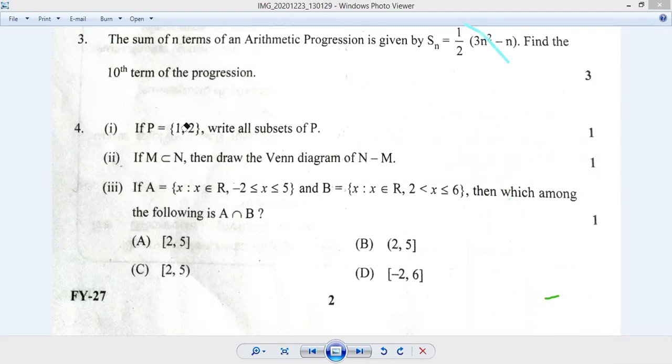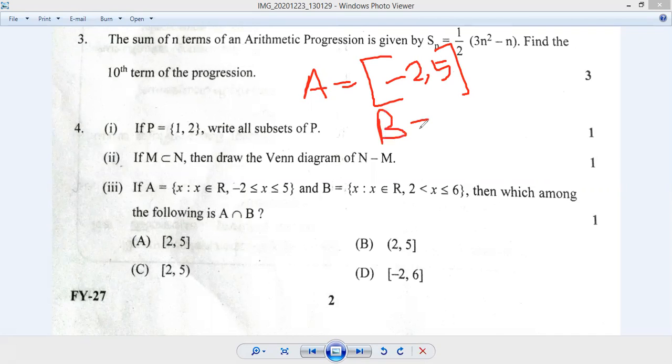The question is, we are given two sets A and B. Let's find the intersection of A and B. For that, let me write the set A. Set A is the set of all real numbers from -2 to 5, with boundaries included at -2 and 5, and set B is the set of all real numbers in between the open end 2 and the closed end 6. Now we have to find the intersection of both.